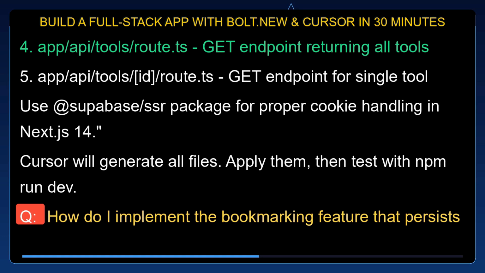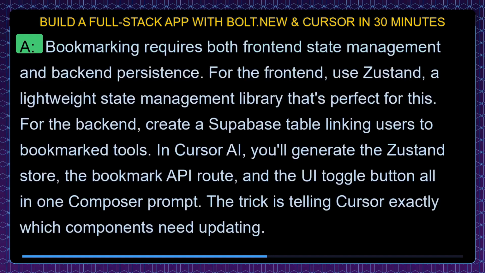Q. How do I implement the bookmarking feature that persists across sessions? A. Bookmarking requires both front-end state management and back-end persistence. For the front-end, use Zustand, a lightweight state management library that's perfect for this. For the back-end, create a Supabase table linking users to bookmarked tools. In Cursor AI, you'll generate the Zustand store, the bookmark API route, and the UI toggle button all in one composer prompt. The trick is telling Cursor exactly which components need updating.